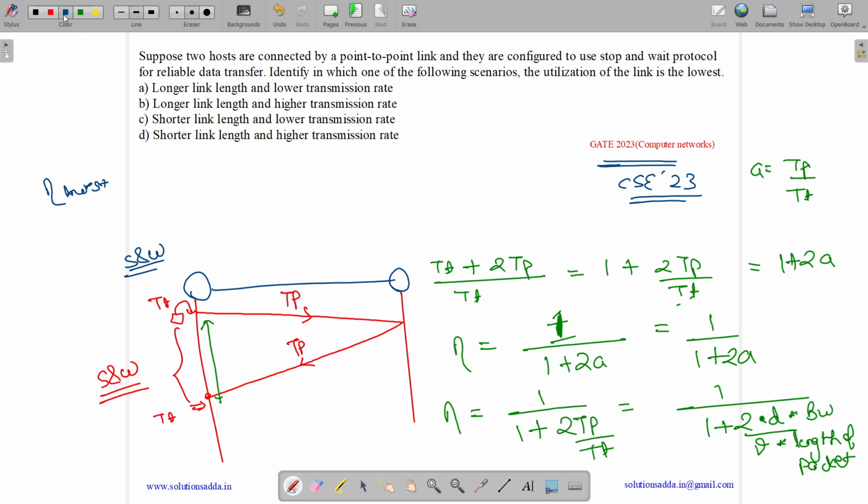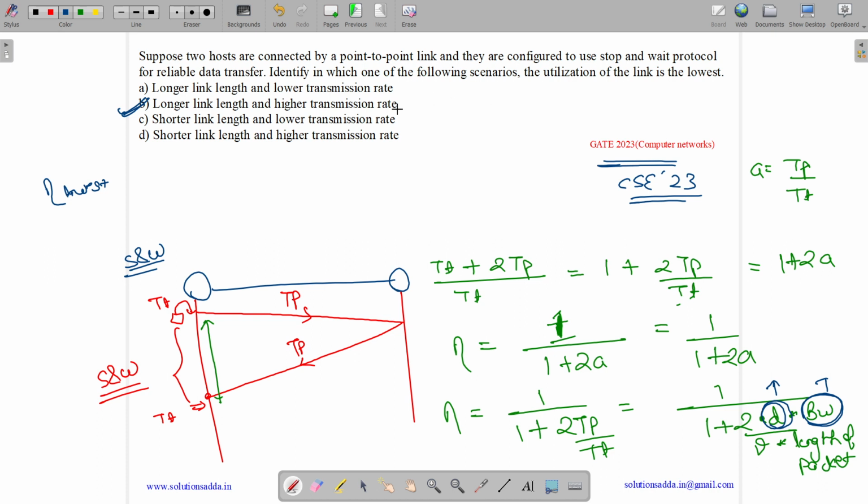Now let us see the options. It is asking about the link length, so this is the link length and this is the transmission rate. We can see efficiency is inversely proportional to them. So to reduce the efficiency, we must increase both the link length as well as the transmission rate. So the answer is longer link length and higher transmission rate.